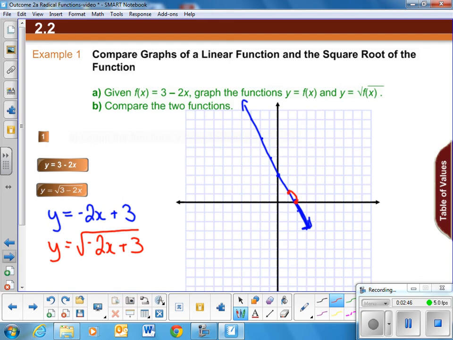I can then pick some different points along the original function and take the square root of that value. So for instance, where my original function is equal to 4, the square root of 4 will be 2. Where the original function is 9, the square root of 9 will be 3. And so my graph would continue in this manner.